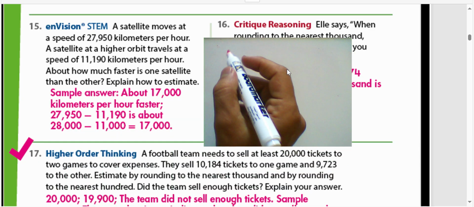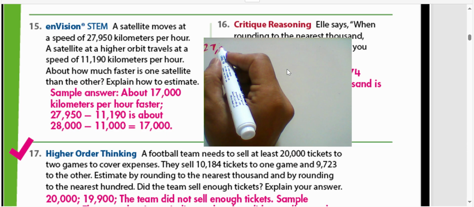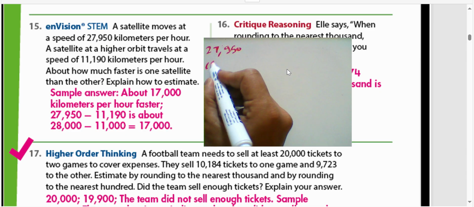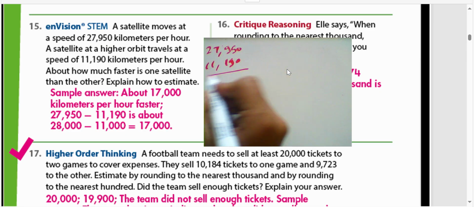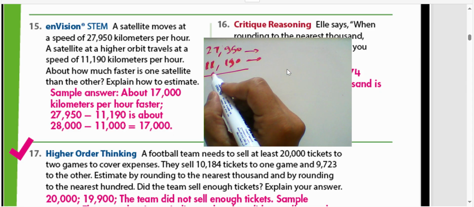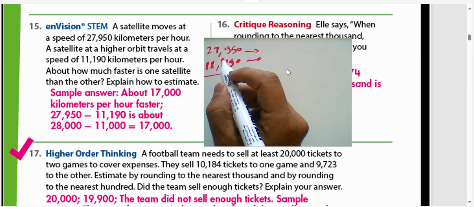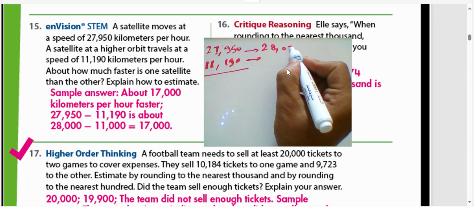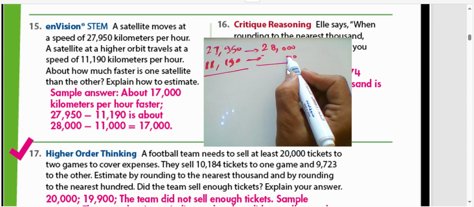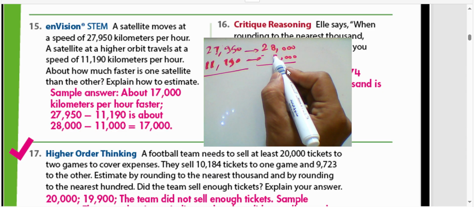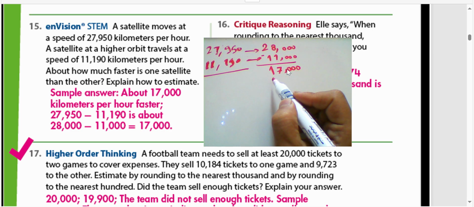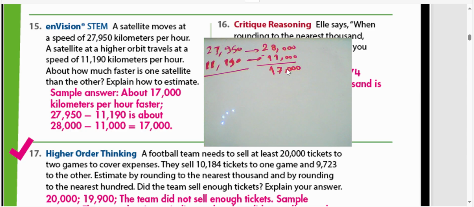Okay. We have the first number 27,950 subtract by 11,190. We can approximate each number to the nearest what? To the nearest thousand. 9 can give 1 to 7, then it will be 8, and then write 3 zeros. And also write 3 zeros here. 1 can't give 1. Then we can find the difference, 3 zeros, and 8 minus 1, 7, 2 minus 1 equals 1. The result would be 17,000. Okay. Next question.